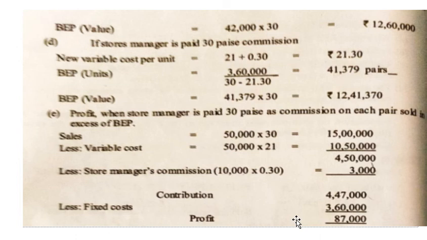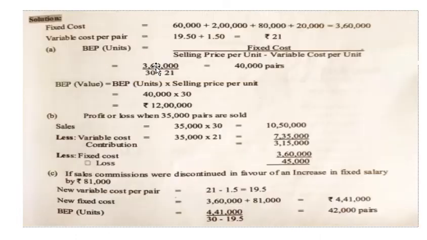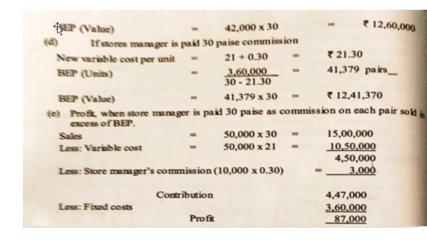Next is the break-even point in value. They have asked us to calculate both in units and values. We have got the break-even point of 42,000 pairs in units. For value, just multiply the break-even point units into the selling price. The total units is 42,000 and the selling price per pair is 30. So 42,000 into 30 will give us rupees 12,60,000. So 12,60,000 is our break-even point in value.